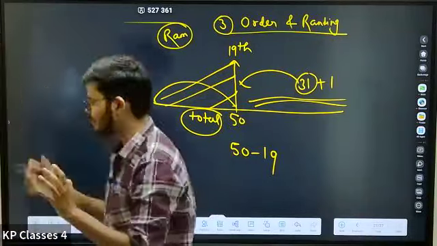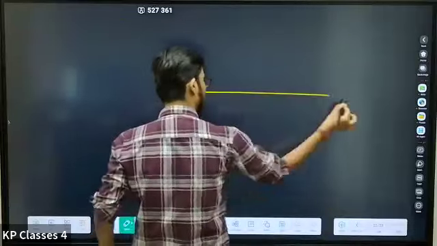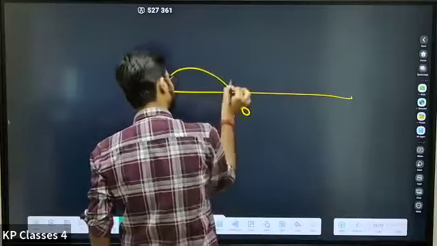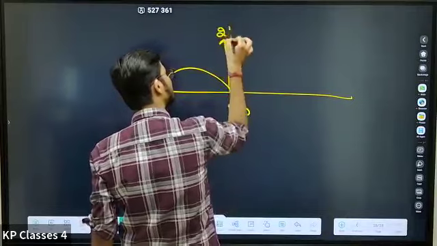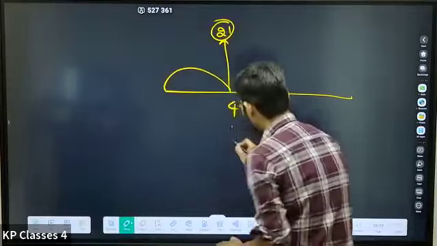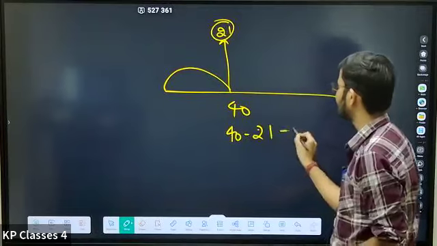Try to understand with another example. Suppose I say in a row total 40 people are there and Ram is sitting at 21st position from the left end. What is his position from the right? Now how to write it? 40 minus 21 plus 1.